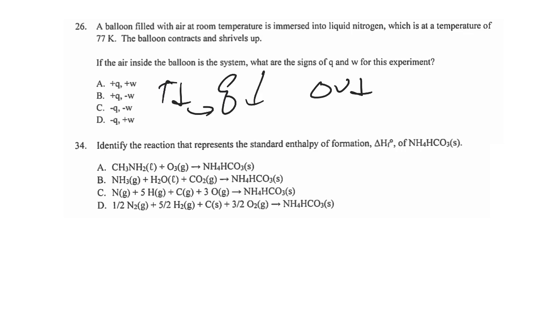So the volume decreased. That means the surroundings were working on the balloon, so the work is positive. The sign of W in the balloon would be positive. So we're looking at D. The balloon releases heat to the liquid nitrogen, or the heat was absorbed by the balloon into the liquid nitrogen, and then the liquid nitrogen was working on the balloon to compress it inward.